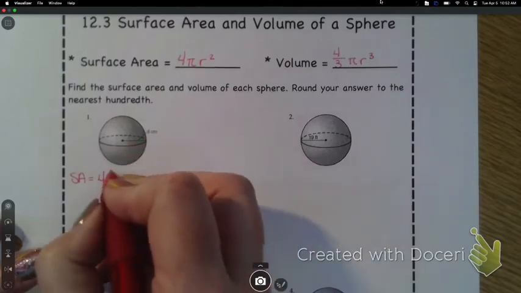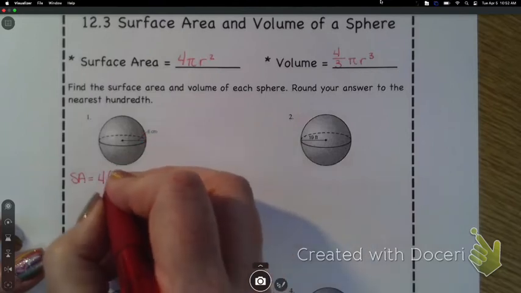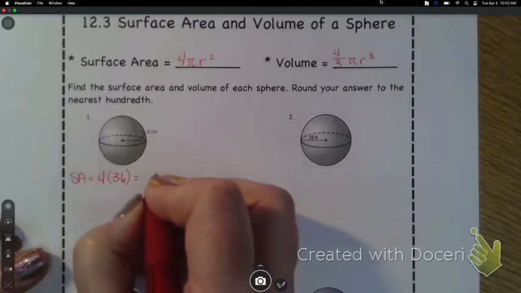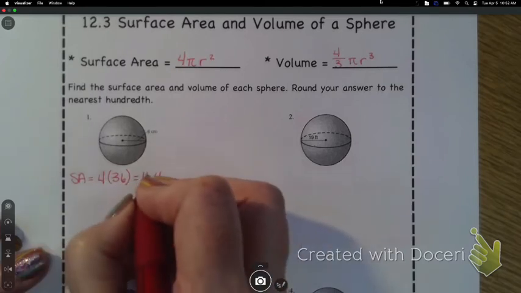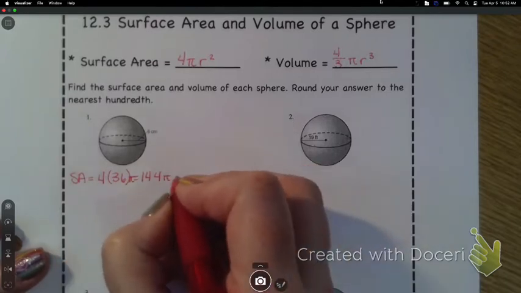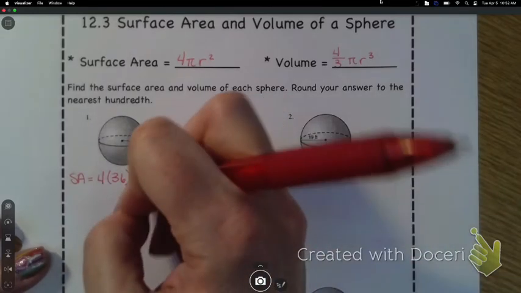Number 1, surface area equals 4 times r squared. r is 6. So 6 squared is 36. So 4 times 6 is 24, carry a 2. 144. Oh, I forgot my pi. 144 pi centimeters squared.